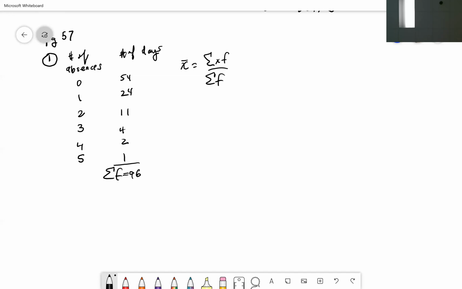And so X times F will be this column here, which I'm going to make. 54 times 0 is 0, 24 times 1 is 24, 11 times 2 is 22, 4 times 3 is 12, 2 times 4 is 8, 5 happens once. So you could see this as 0 happens 54 times, 1 happens 24 times, 2 happens 11 times, 3 happens 4 times, 4 happens 2 times, 5 happens once. And then you can add all these up, and you're going to get the sum of all the numbers.